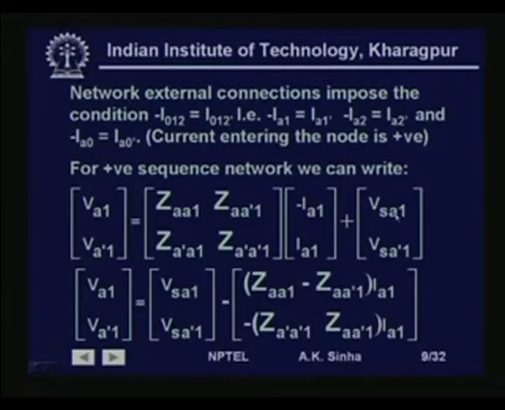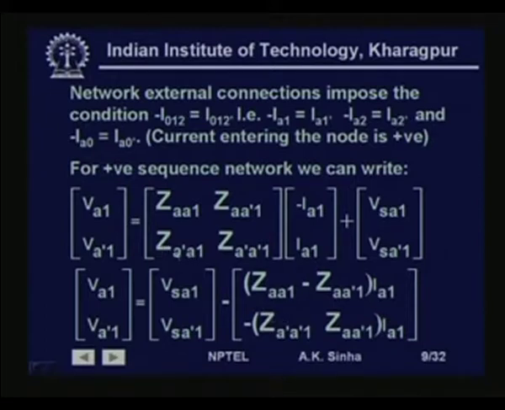So, plus VSA1 and VSA dash 1. These are the internal voltage sources on the two sides of the network. This we can write again as VA1 minus VA dash 1, which we have simplified to ZAA1 minus ZAA dash 1 into IA1, and minus ZA dash A dash 1 IA1 plus ZA dash 1 into IA1. After simplifying, we write ZAA1 into minus IA1, ZAA dash 1 into IA1. So, minus has been taken here, and this minus comes here.